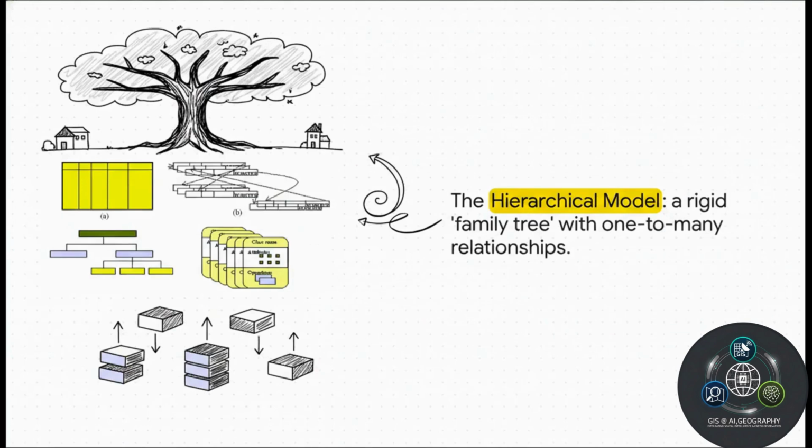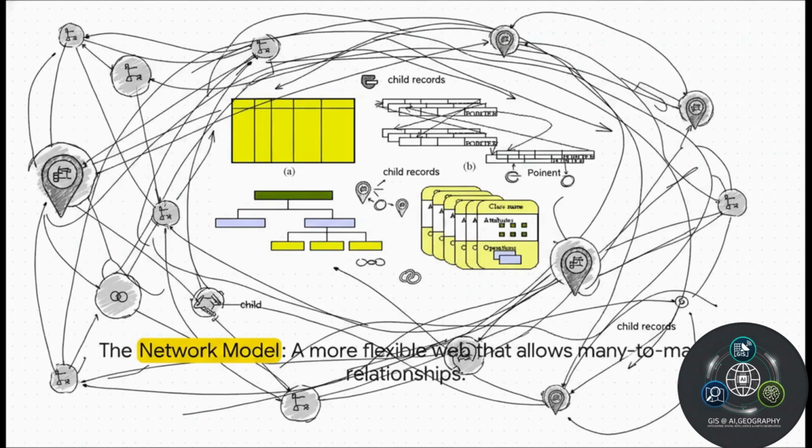One of the early ways they did this was with the hierarchical model. It's easy to picture. Just think of a family tree. You have one parent at the top, and it can have lots of child records branching off. But, and this is the key, each child can only have one parent. It's a very strict top-down structure. Then came the network model, which loosened things up a bit. Instead of a rigid tree, it's more like a web. In this model, a child record could have multiple parents, which allowed for much more complex many-to-many connections. It's a lot more flexible.